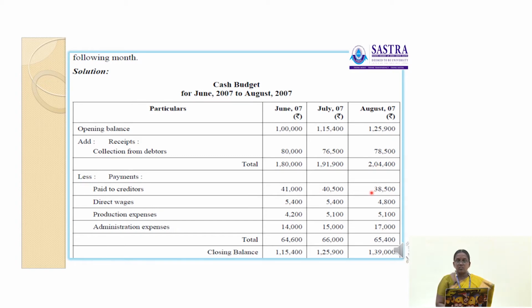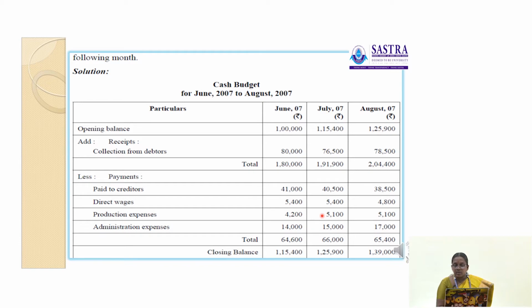Then direct wages, which are payable in the following month. So in the month of May the direct wages are paid in the month of June, 5,400. In the month of June, the wages are paid in the month of July. 4,800 in the month of July is paid in the month of August, 4,800. Then production expenses, 4,200. This amount is paid only in the month of June.